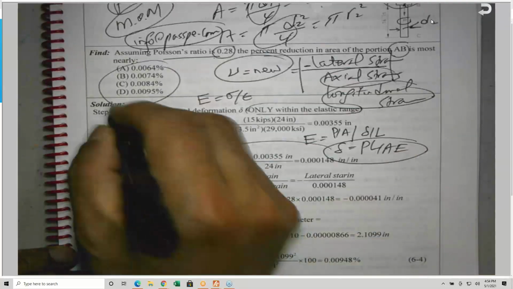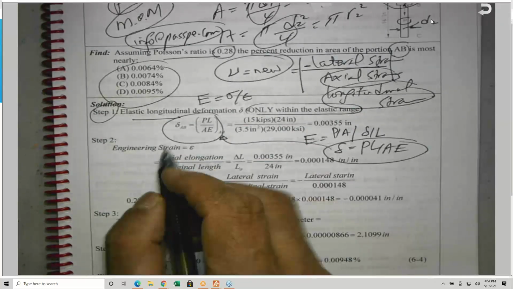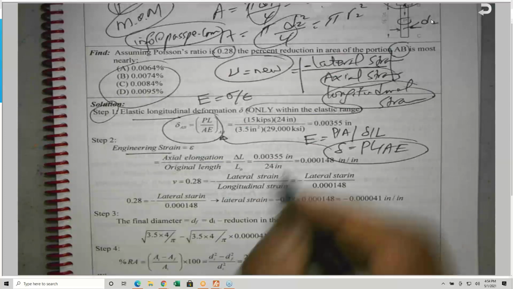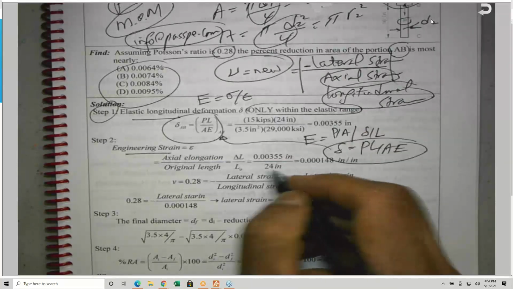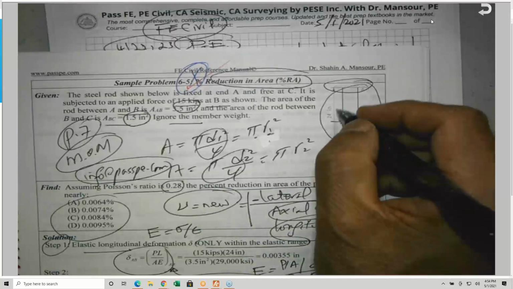So step number one, this elastic longitudinal deformation delta, and engineering strain is delta L over L. Okay, so if I know delta and I know L, I divide by the original length. The original length is given to me.